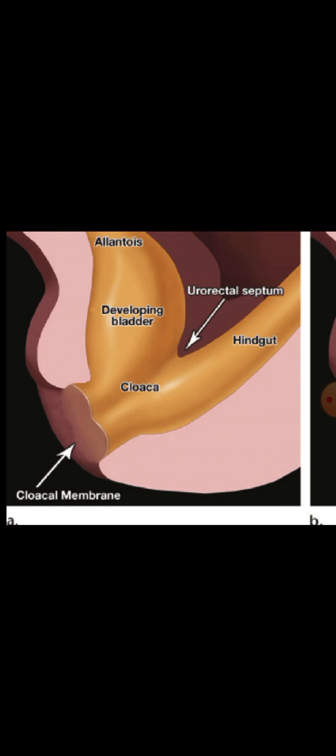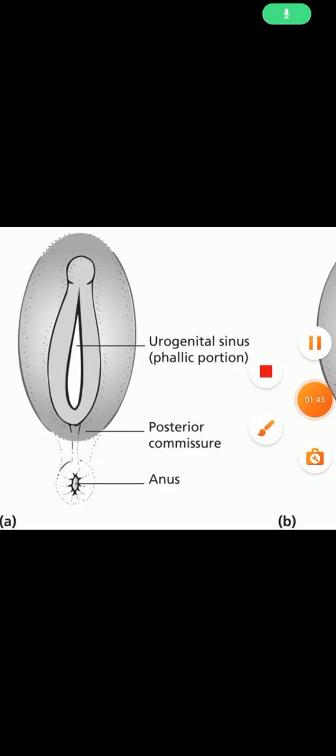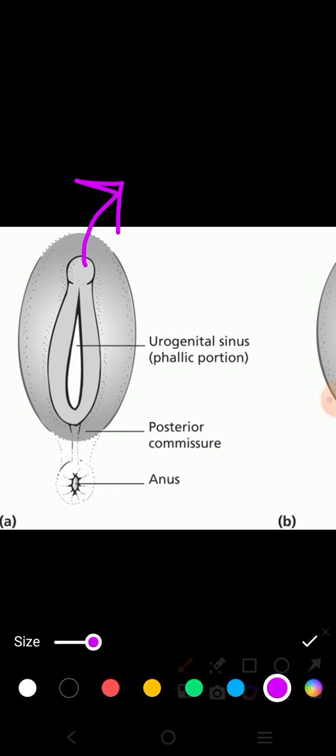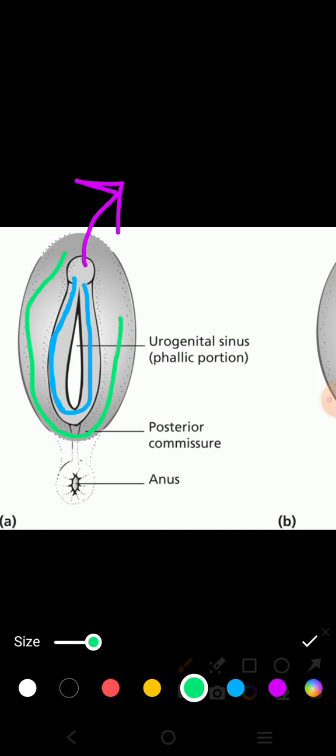Let me show you another picture. Just watch this picture. Here you can see that this is the genital tubercle I told you about previously, and this is one type of swelling. We call it the urethral fold, okay, and this is the other type of swelling. What do both these swellings do? They fuse anteriorly to form this clitoris, okay.